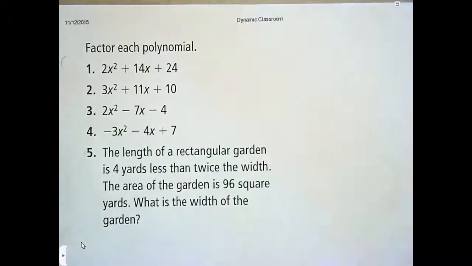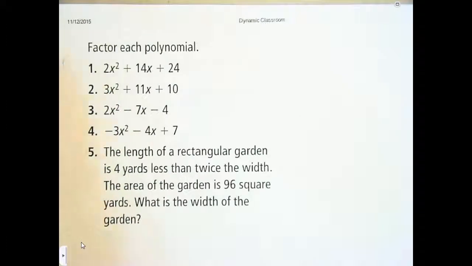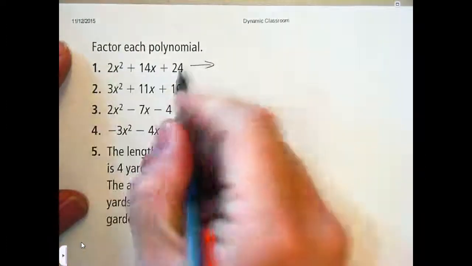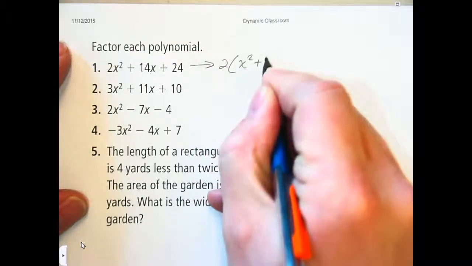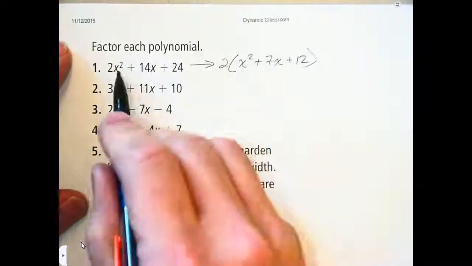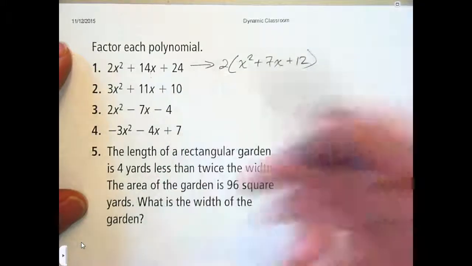Alright, let's start out with a little factoring, quick review here. First thing we always look for when factoring is a greatest common factor. What comes out of each of these? 2. The x squared plus 7x plus 12, because 2 times x squared is 2x squared, 2 times 7x is 14x, and 2 times 12 is 24.